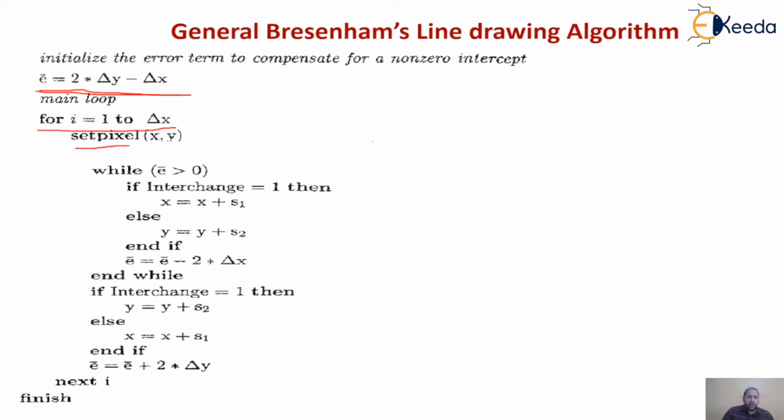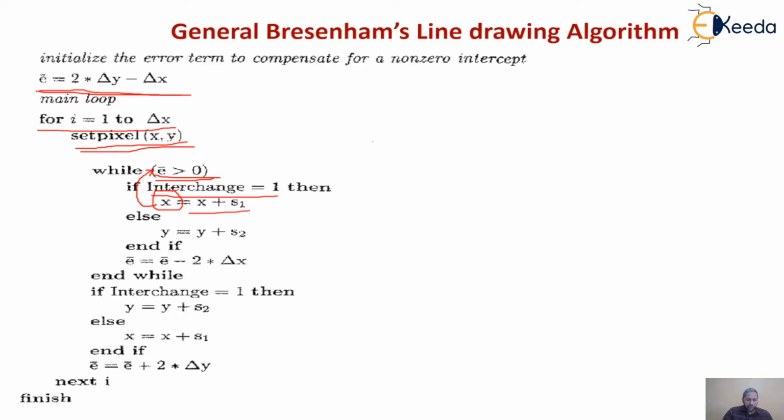What I'm going to do is activate the first pixel, set pixel x comma y, plot the first pixel. And after plotting the first pixel, we are going to check the sign of the error term. So I have a while loop: while E bar is greater than 0. If E bar is greater than 0, it means the sign of the error term is positive. Then I have to check whether interchange is equal to 1. If interchange is equal to 1, it means delta y is greater, and if delta y is greater, the x value depends upon the error term.